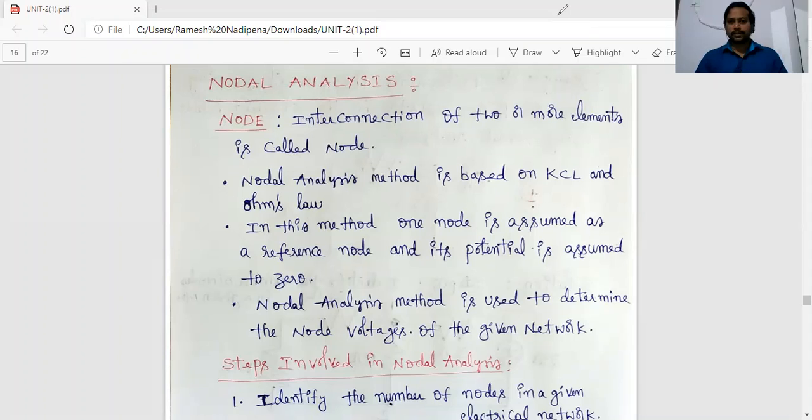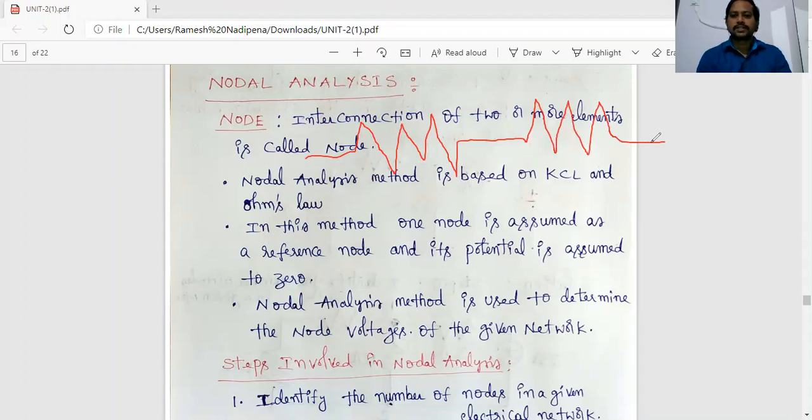So let us see the simple node. Simple node means interconnection of two elements. So let's consider a single resistor. Consider another resistor. Now see here. These two are connected to form a junction point. So this is the node. Interconnection of two elements is nothing but simple node.